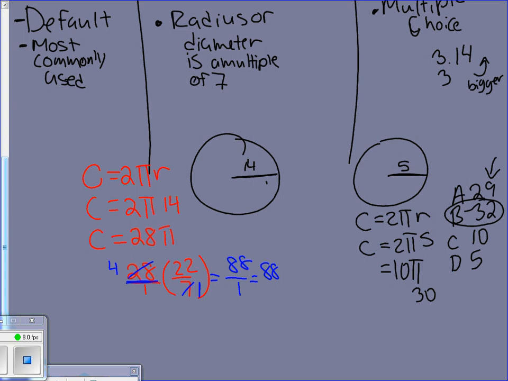Yeah. It would be 31.4, which again is closer to B. It's always just a little bit more. Okay?